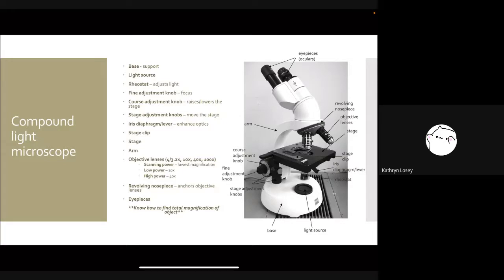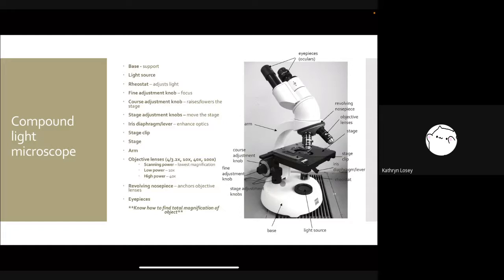The stage adjustment knobs are these two right here, and they move the stage forward and backwards and right and left. The iris diaphragm lever is right here, and that adjusts the enhances the optics. The stage clip is what holds your slide in place. The stage is this big square right here, and it's what you put your slide on. The arm is holding the revolving nose pieces and eyepieces to the base. Also, when you pick it up, you want to pick it up by the arm and a hand under the base.